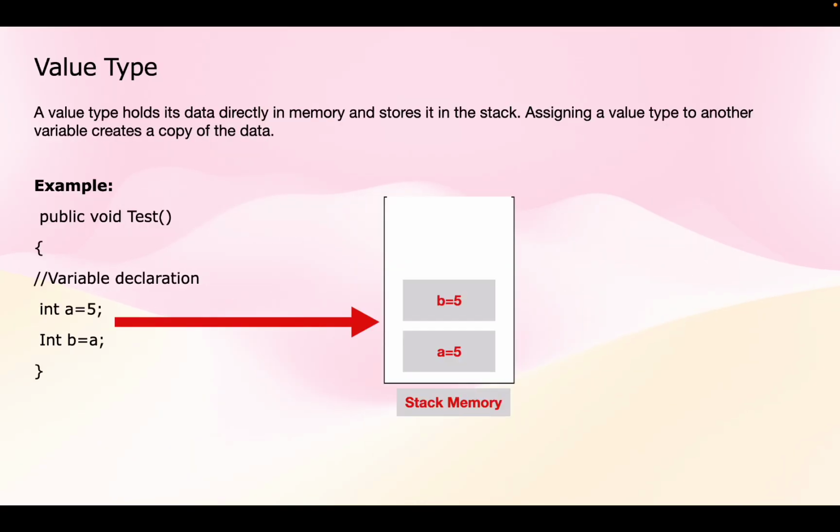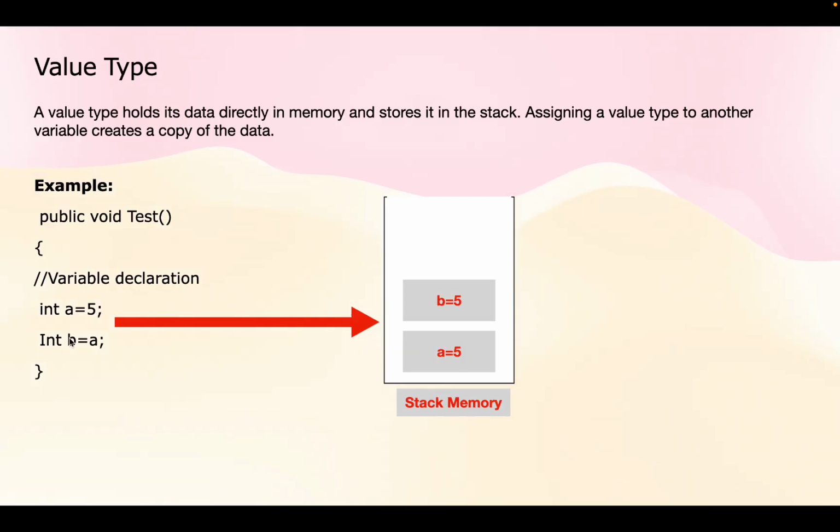Let's see value type first. A value type holds its data directly in memory and stores it in the stack. For example, if I declare a variable a is equal to 5, the variable a will be stored in stack along with the data, that is 5. Assigning a value type to another variable creates a copy of the data only, and it will not share the same data. For example, here I declared a variable a as 5 and assigned that into b. Here both variable values are stored separately inside the stack memory. It will not share the same data. For example, in the next line, if I assign a is equal to 10, the value of b remains 5 only. The value of a will not reflect into b.